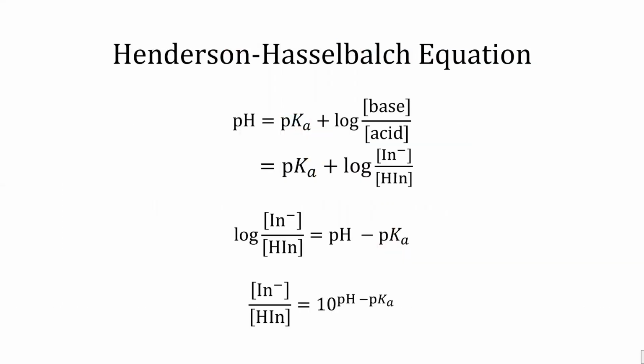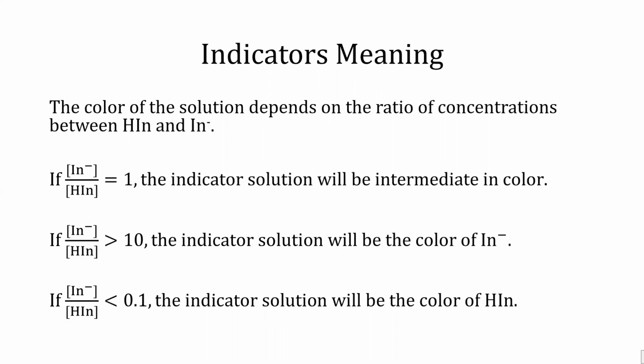The Henderson-Hasselbalch equation can be used for looking at a relationship between the eventual color of a solution dependent on the ratio between the concentration of the indicator in base over acid, which equals 10 to the difference between pH and pK. The color of the solution depends on the ratio of concentration between HIN and IN-. If the ratio is 1, the indicator solution will be intermediate in color. If the ratio is greater than 10, the indicator solution will be the color of IN-. If the ratio is less than 0.1, the indicator will be the color of HIN.